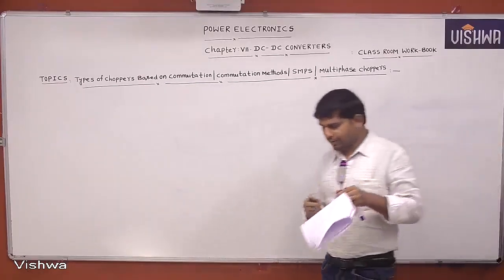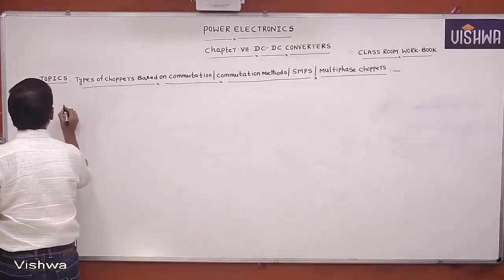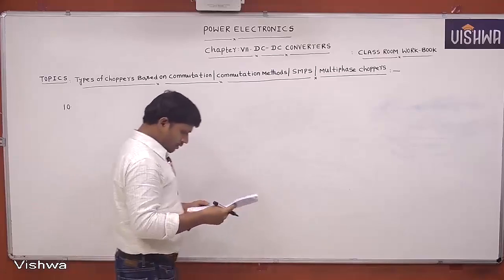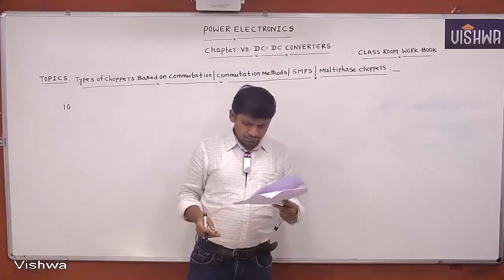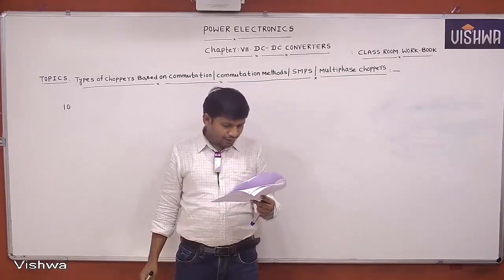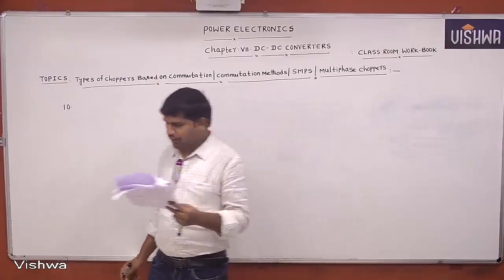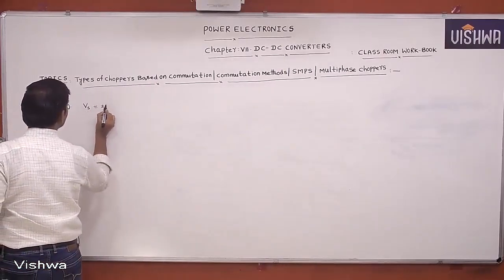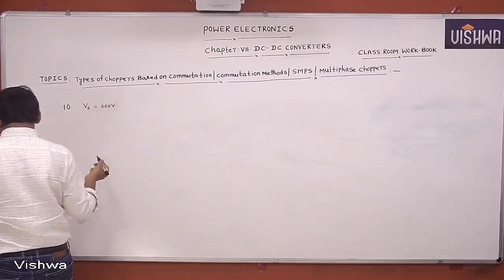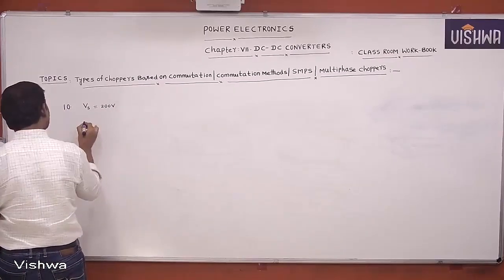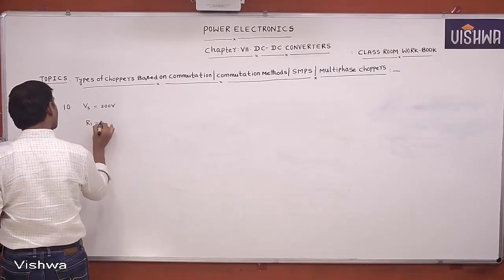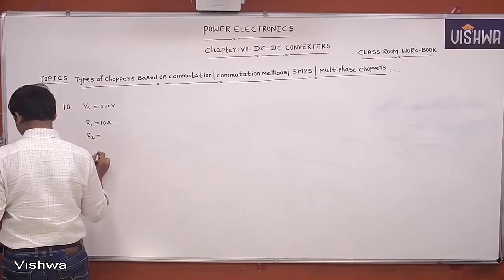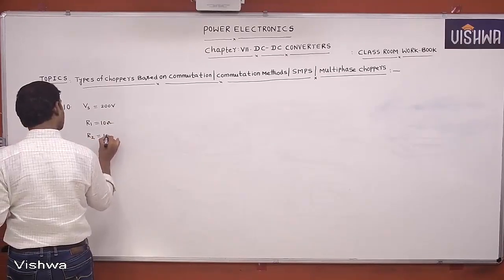See the question number 10. For the circuit shown in figure, Vs is 200 volts. R1 is given as 10 ohms, and R2 is given as 100 ohms.